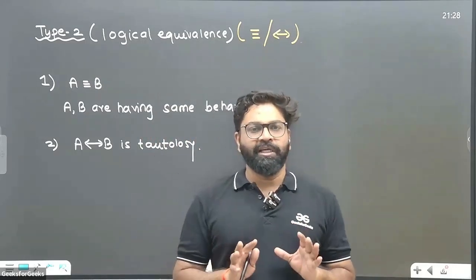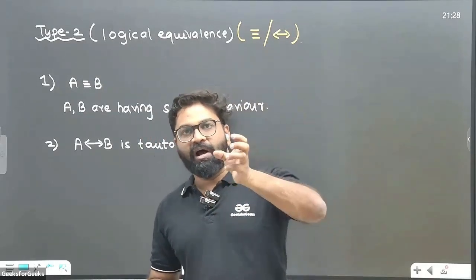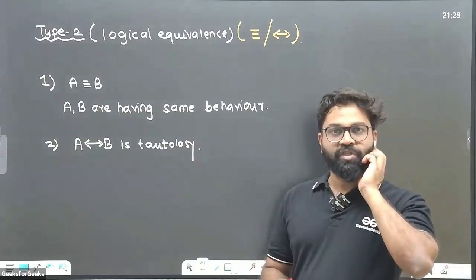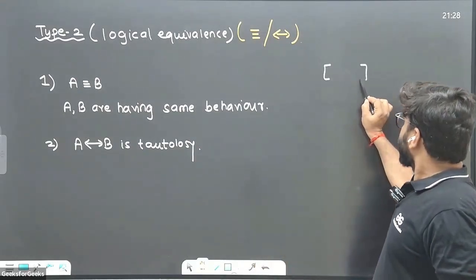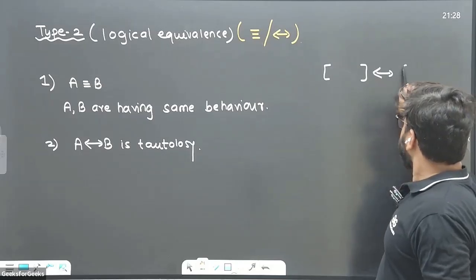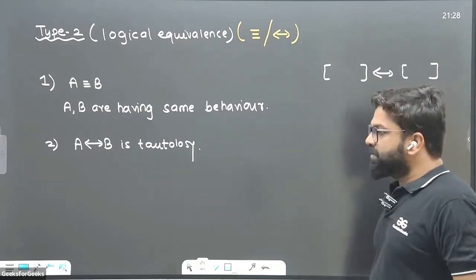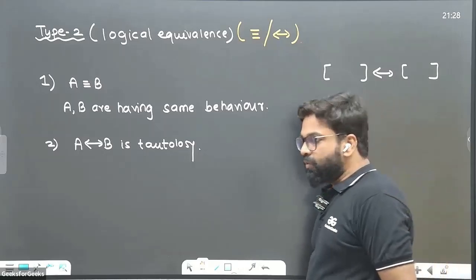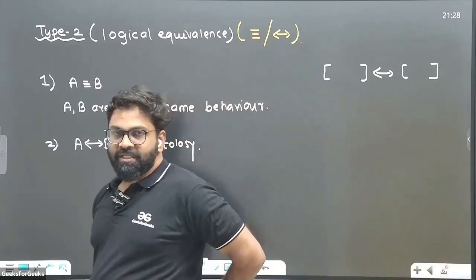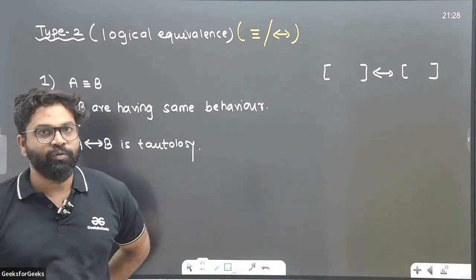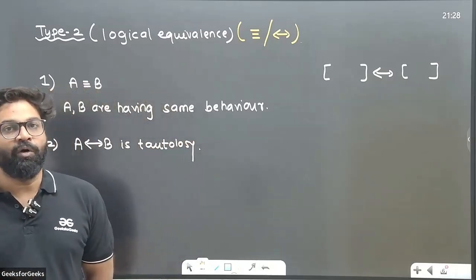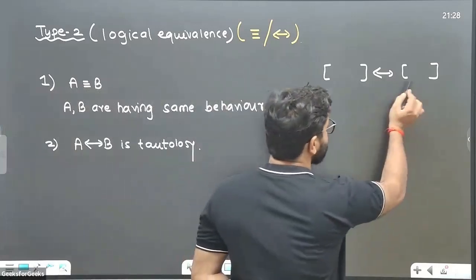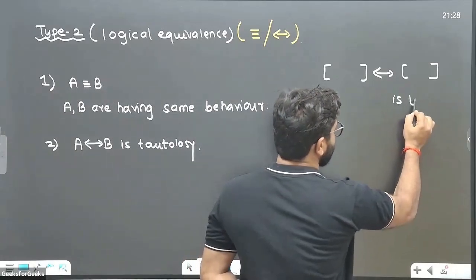What I'm trying to tell you here is what kind of type 2 questions you will get. In type 2, they will give you this expression and ask you to check whether it is a tautology or not. So instead of just a single implication, they will give you a double implication, and then ask you to check whether this expression is a tautology.